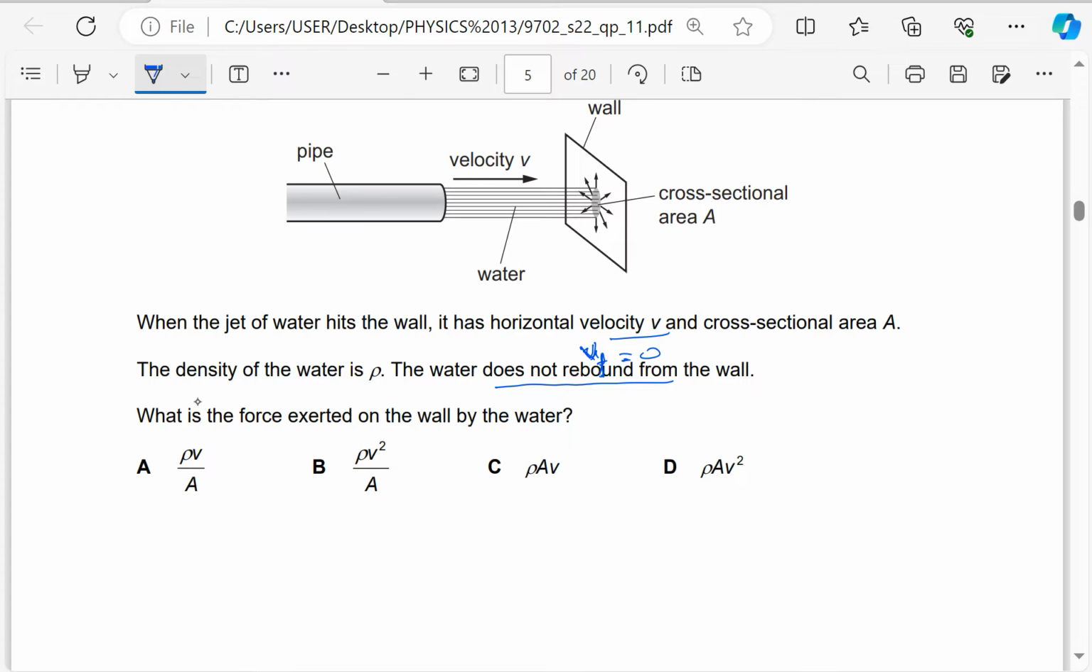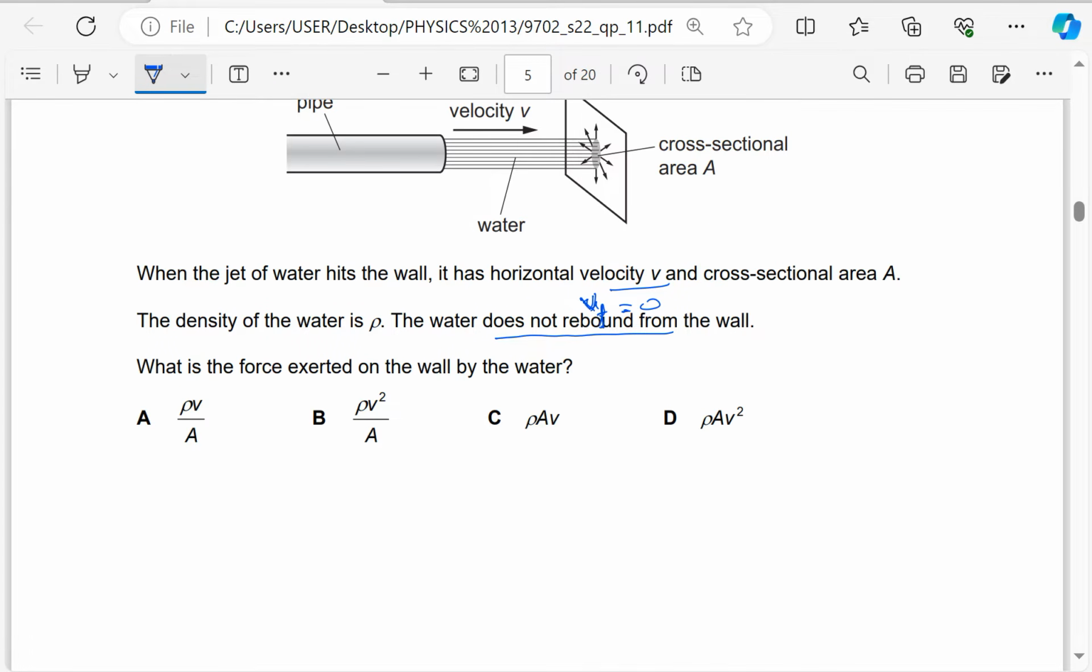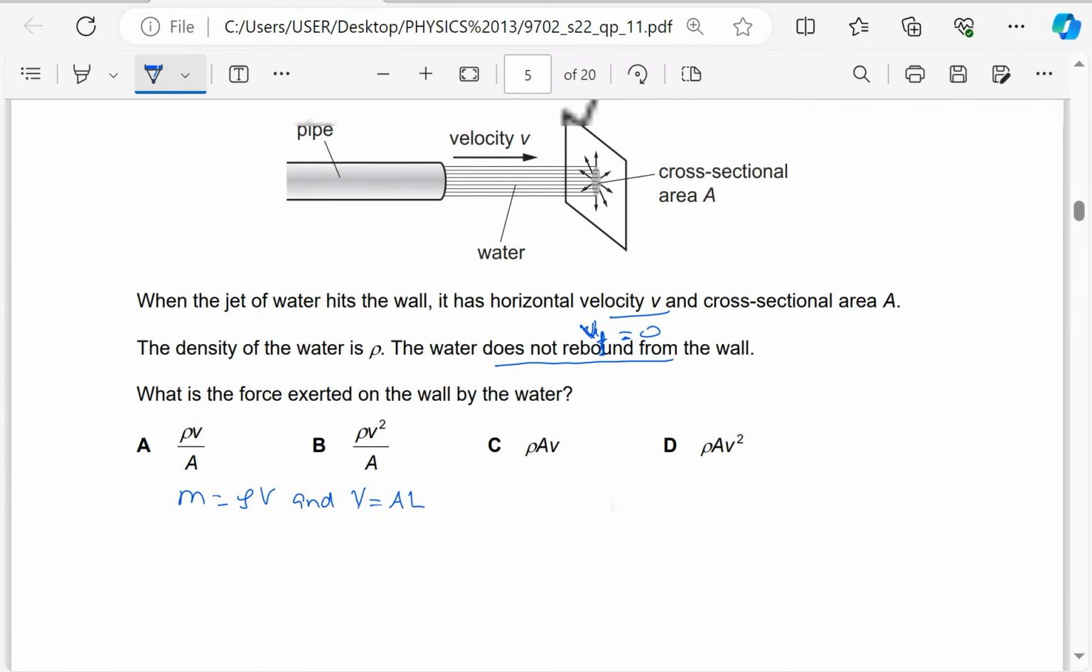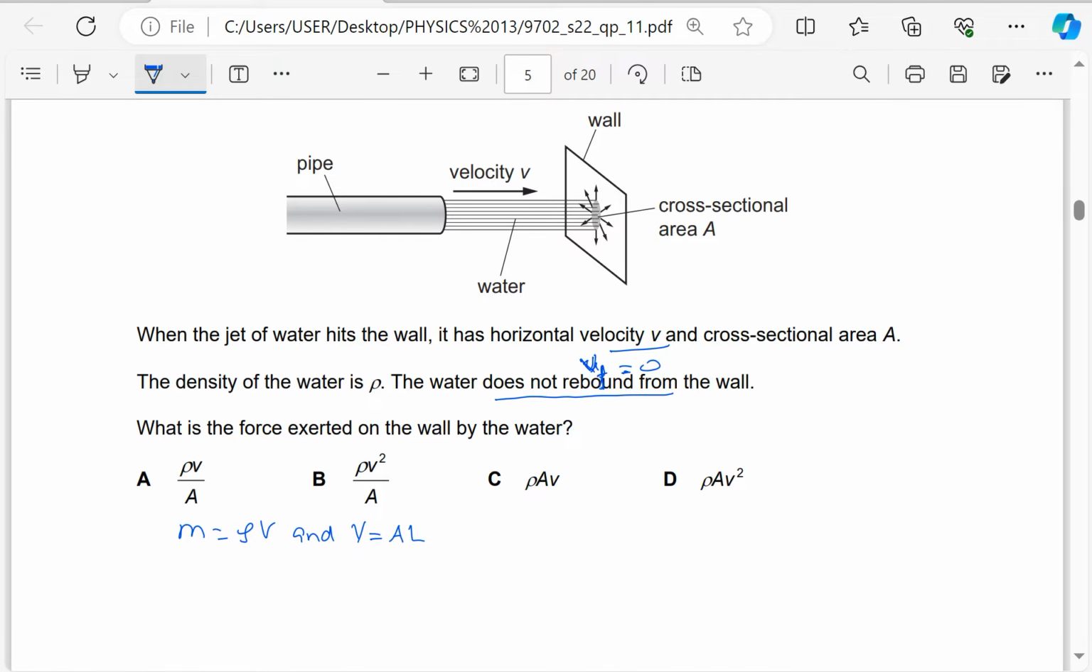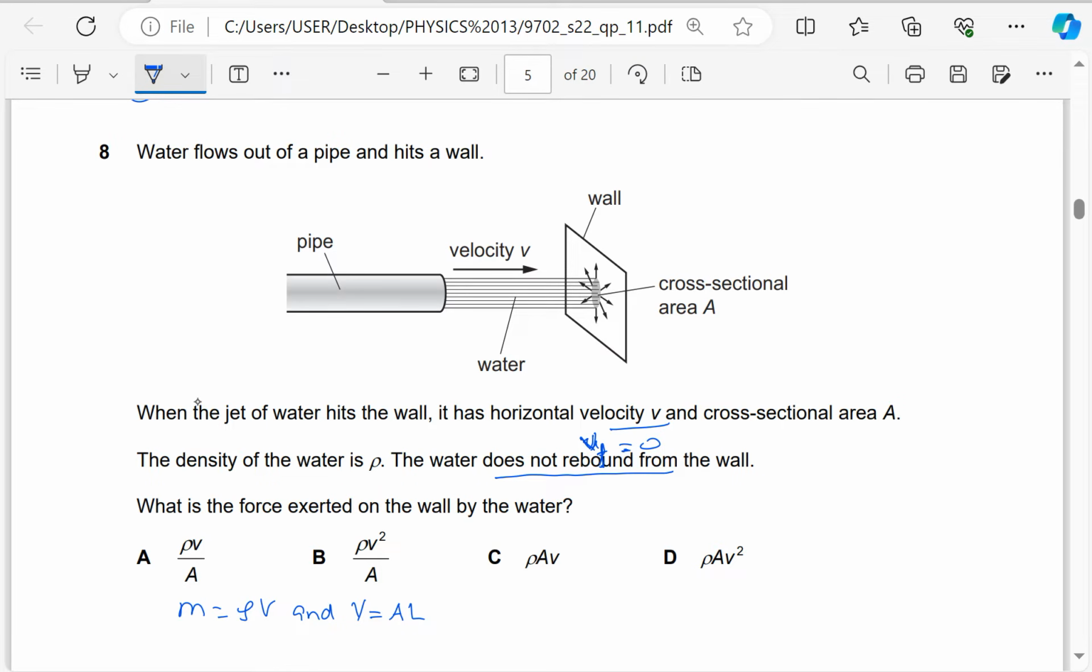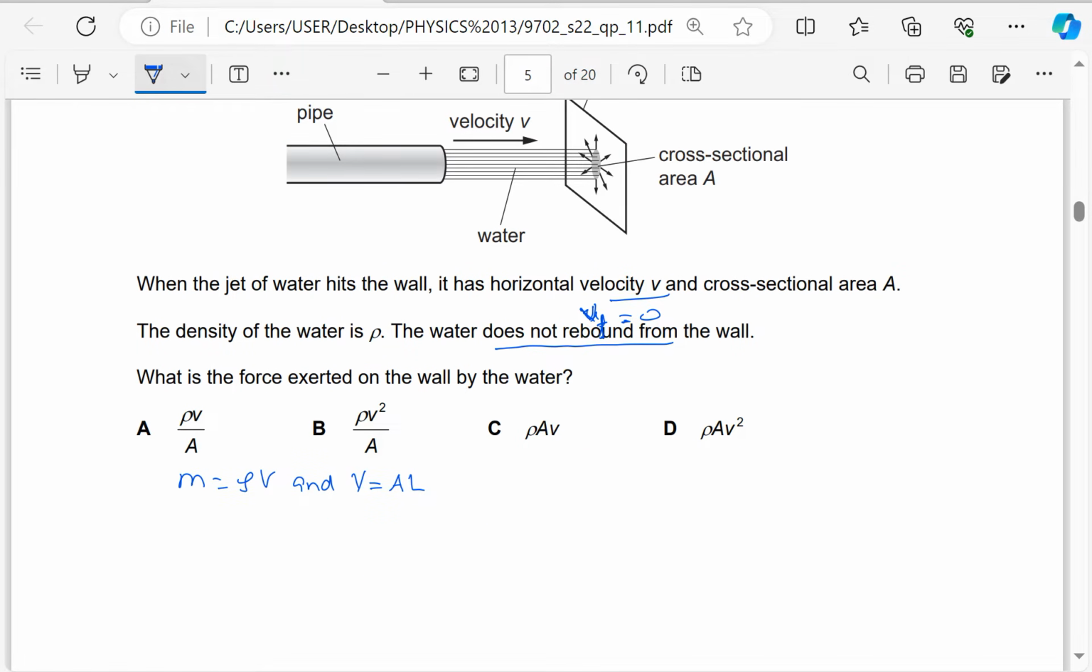So what is the force exerted on the wall by the water? I want you to recall from your concepts of force, density, and pressure: the mass is given by density times volume. And of course, we know that the volume is equal to the cross-sectional area times a length. But this time, we have the speed. The horizontal speed is v, and the time is t. So where there is L, I'm going to put v times t, where small v is speed.